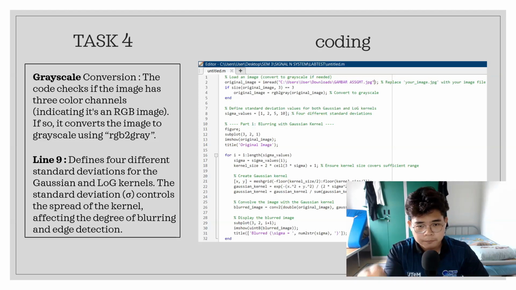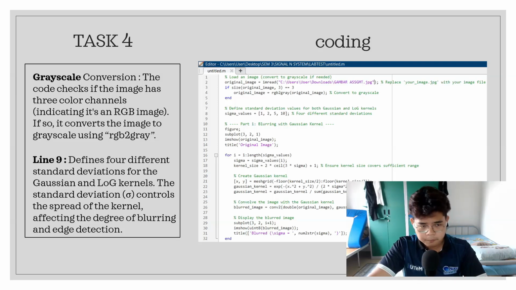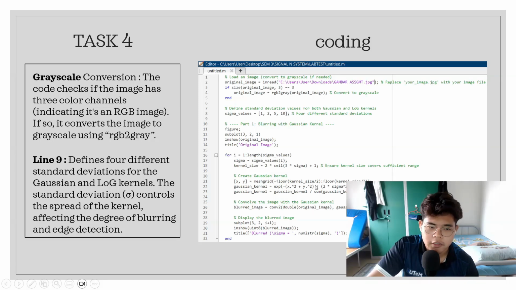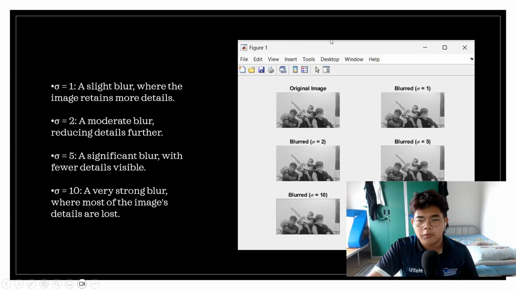have obtained this coding. So for blurring with the Gaussian kernel, first the grayscale conversion. This code checks if the image has 3 color channels, whether R, G or B. If so, it converts the image to grayscale using the RGB to gray command. And for line 9, it defines 4 different standard deviations for the Gaussian and LOG kernels. The standard deviation controls the spread of the kernel, and it affects the degree of blurring and edge detection. So this is the result from what we have obtained using the coding that we used earlier.